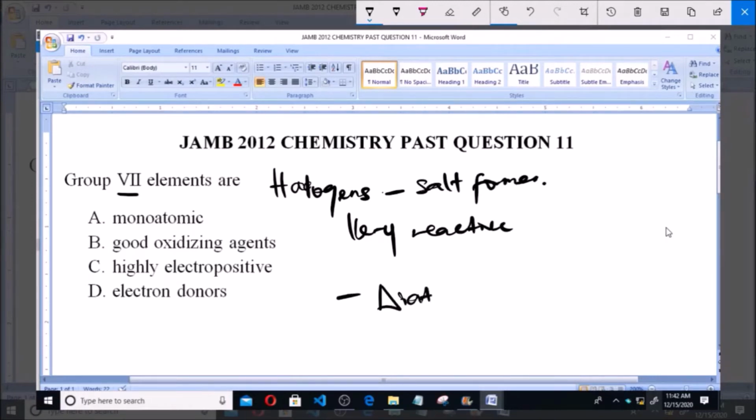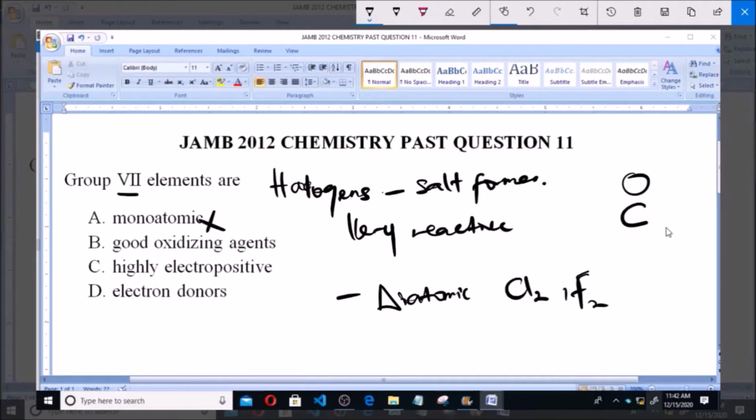Now, group 7 elements known as halogens are diatomic. They are diatomic molecules in the sense that they do not exist as one atom, like, for instance, carbon or oxygen that exist as one atom. No, the group 7 elements exist as diatomic molecules. Examples are chlorine and fluorine. They exist as diatomic. So therefore, option A is wrong.